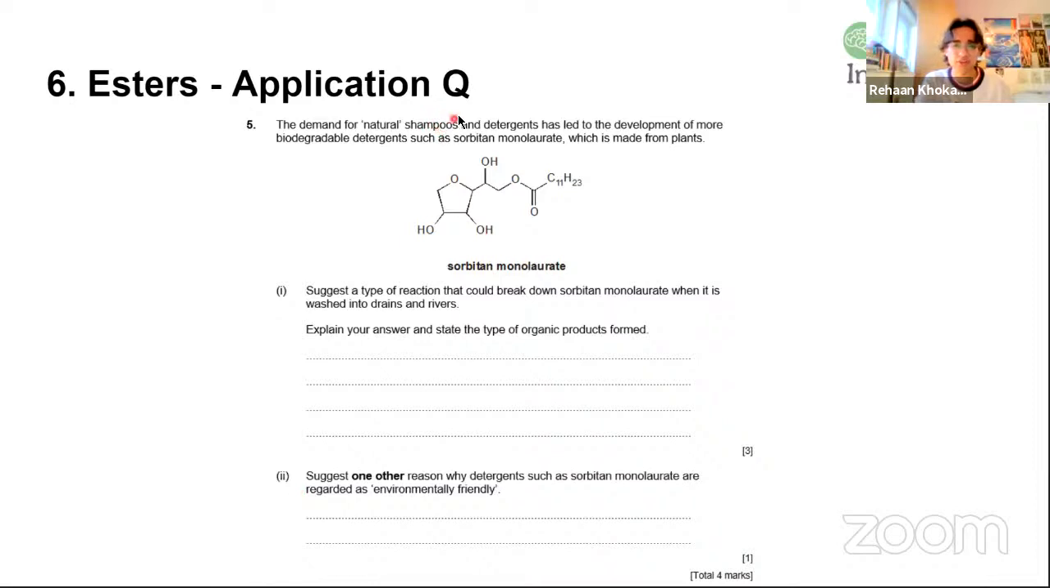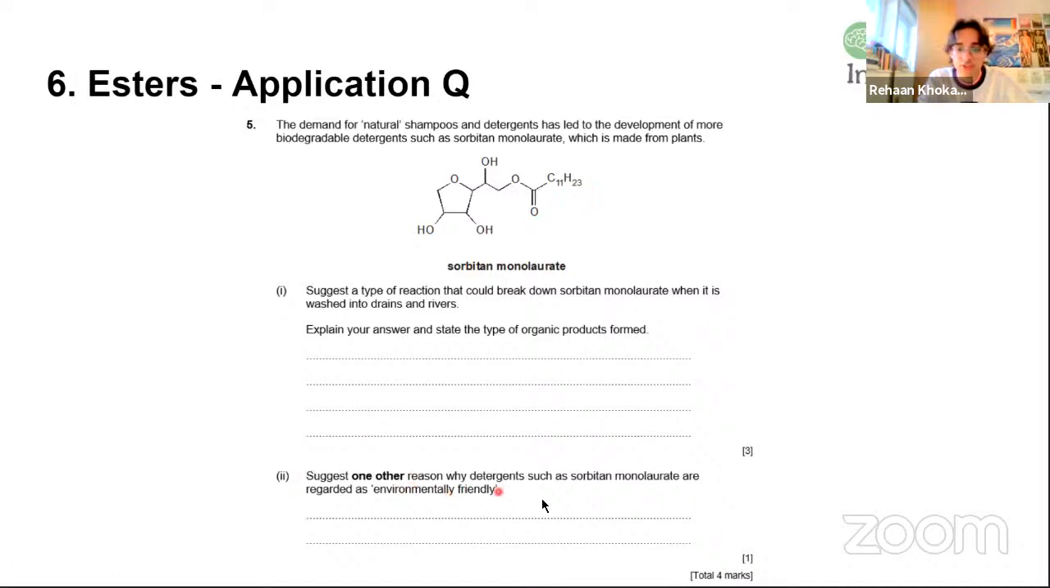But it's going on about natural shampoo, and you're like, right, who cares? So you've got this weird looking structure here, which seems quite fun. So it's a type of reaction that could break down the sorbitan monolaurate when it is washed down into drains in rivers, and explain your answer and state the type of organic product formed. So again, hydrolysis reaction. So most likely, again, you can just use acid hydrolysis to break that down.